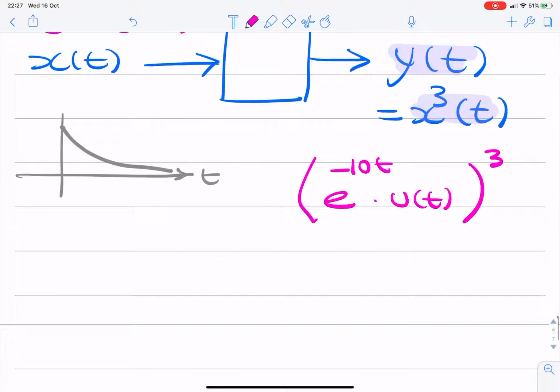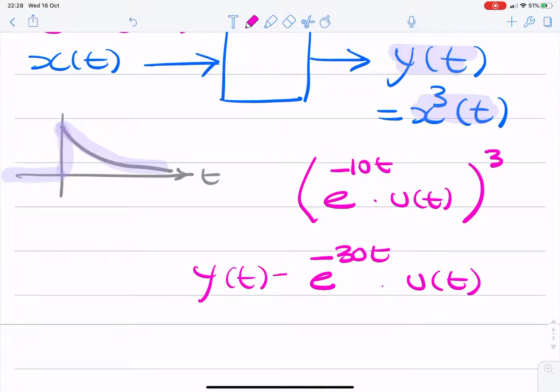So what happens when you cube an exponential? Well, you multiply the power by 3, and that doesn't change because u of t simply means that it's 0 for all negative time. So cubing the unit step is like cubing 1. It has no effect. So this is y of t.